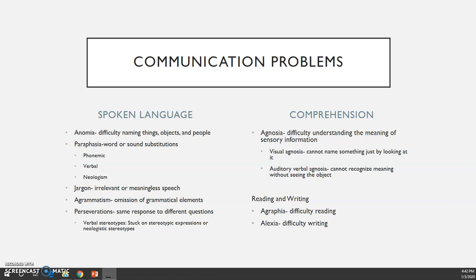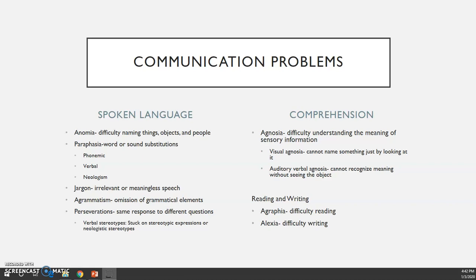They could have agrammatism, which again we can break that down into a, without, and grammatism, grammar. So that's just omission of grammatical elements. So instead of saying I went to the store, I could say went store.